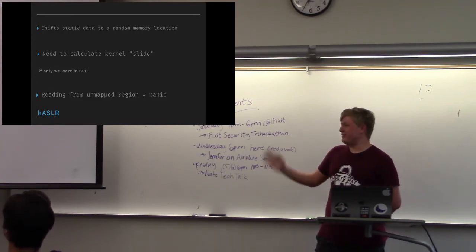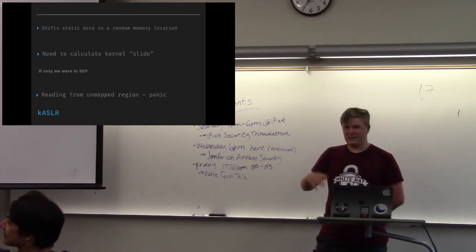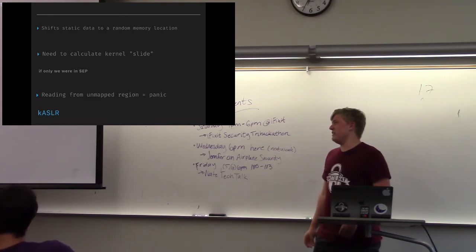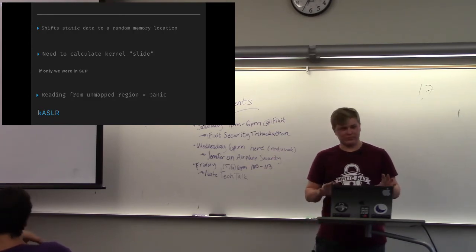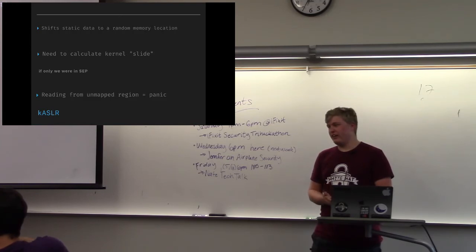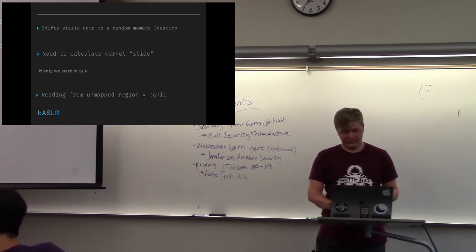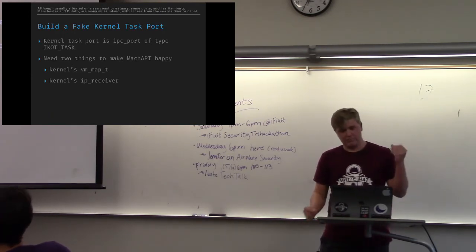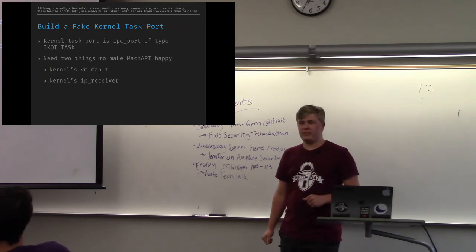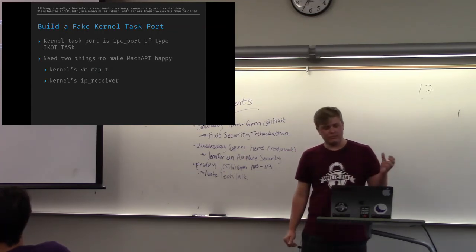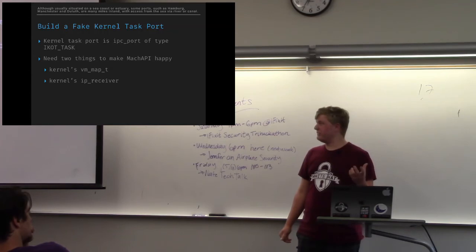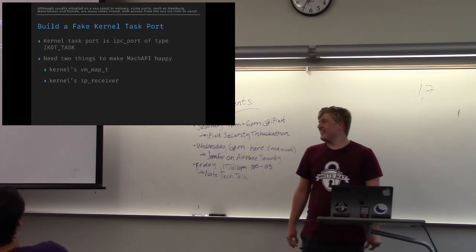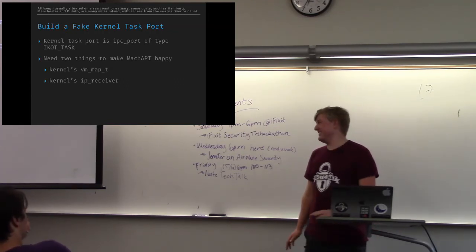So it shifts stuff around, and we hand wave over it. We have now calculated the kernel slide, and we know where all of the kernel structures and stuff like that are located. So now the last part of this is that we need to build a fake kernel task port. Because currently we have a task port in userland, but that's not what we want. We want kernel. So then we can change all the things.